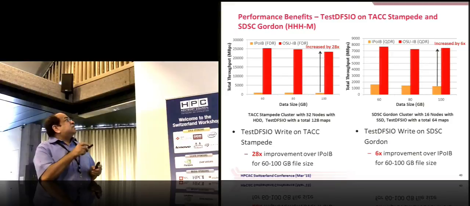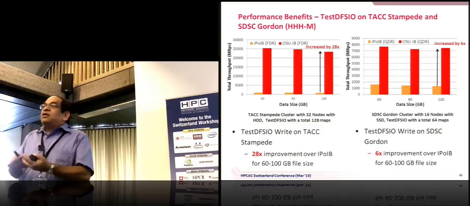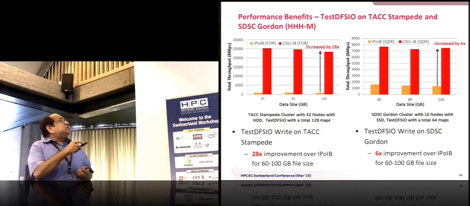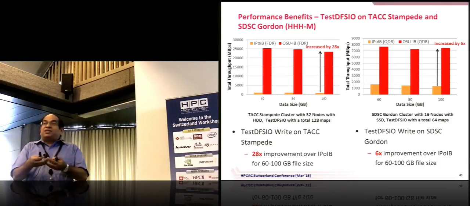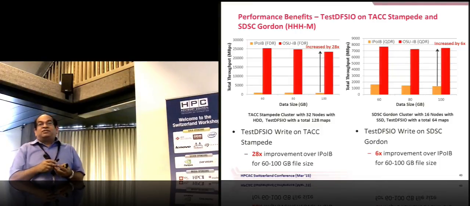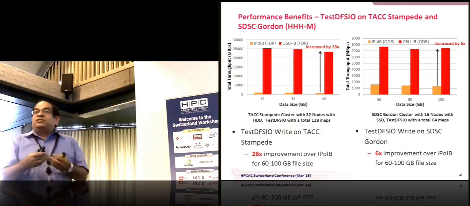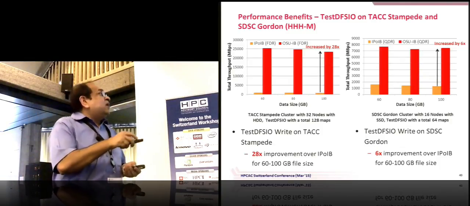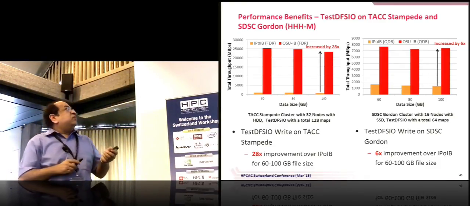So then this is the HHM mode, that is the in-memory mode I introduced. So you can configure it to totally run it from the in-memory. And this is on the TACC Stampede and the SDSC Gordon. Again, in the in-memory, you'll see that RDMA and in-memory work very nicely together. And if you combine them, you see a factor of 28 benefits. Okay, so with a 60 to 100 gigabytes file size, you get a 28x improvement by moving the HDFS to the in-memory. And then with SDSC Gordon, here you get around a 6x improvement.